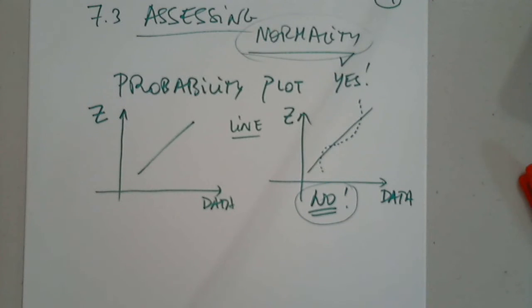A normal score is the expected z-score of a data value, assuming the distribution of the random variable is normal. So the normal score is that. Okay.